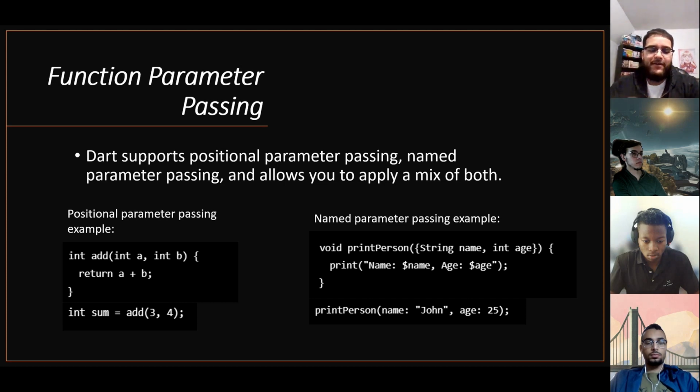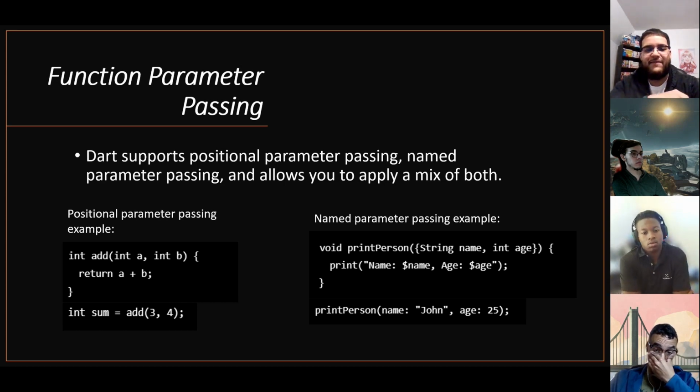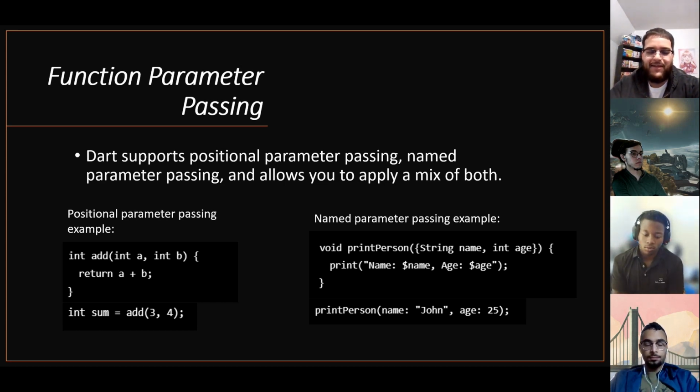And then for the example on the right, we have named parameter passing, where you're passing the value that you want into the variable that's defined in the function. So you have the void printPerson, and you have a string name and an int age defined in there, and it's just printing a name. And when you're calling it under there, you're specifying the variable that you want to define, and then the value that you want to assign to that variable.